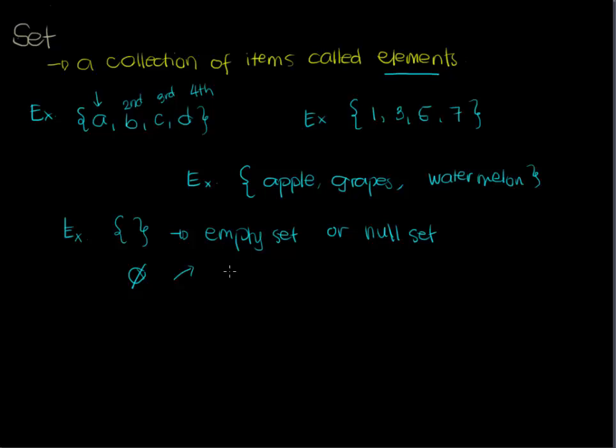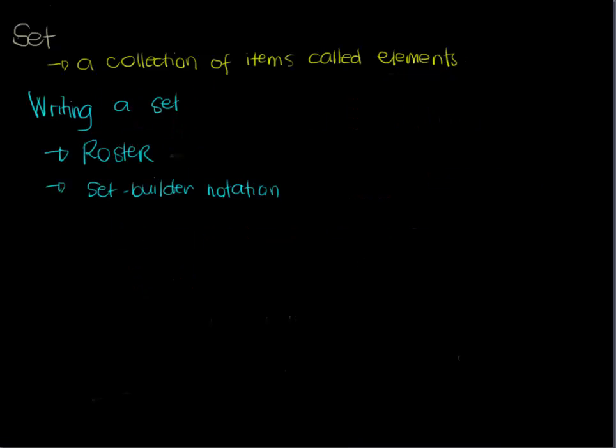We're going to proceed on dealing with examples of how to write a set, or let's say writing a set notation. We have now an idea what a set is. Right now, we're going to talk about how to write a set. And we have two ways to do that. First is the roster method, and second, the set builder notation. What is the difference between these two?